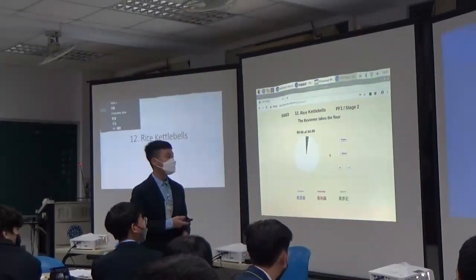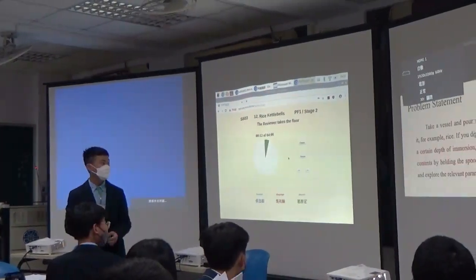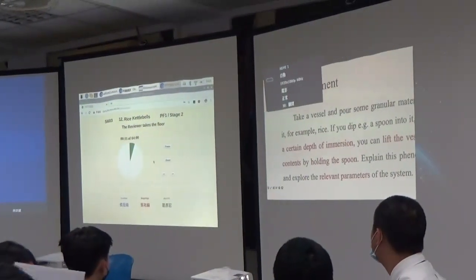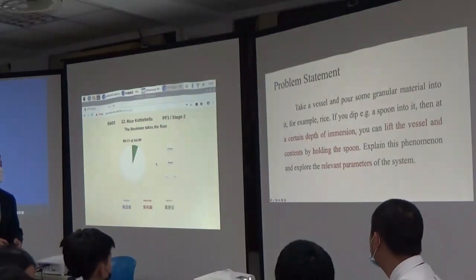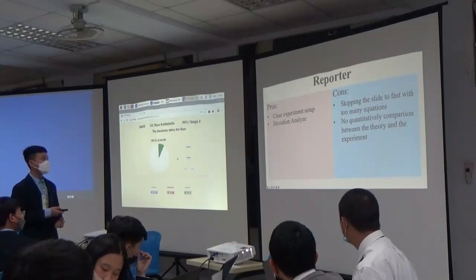First is the problem statement. In the problem statement, the reporter talks about the key points of certain depth and lifting, and they want to find a relevant parameter. Okay, so there are pros and cons.